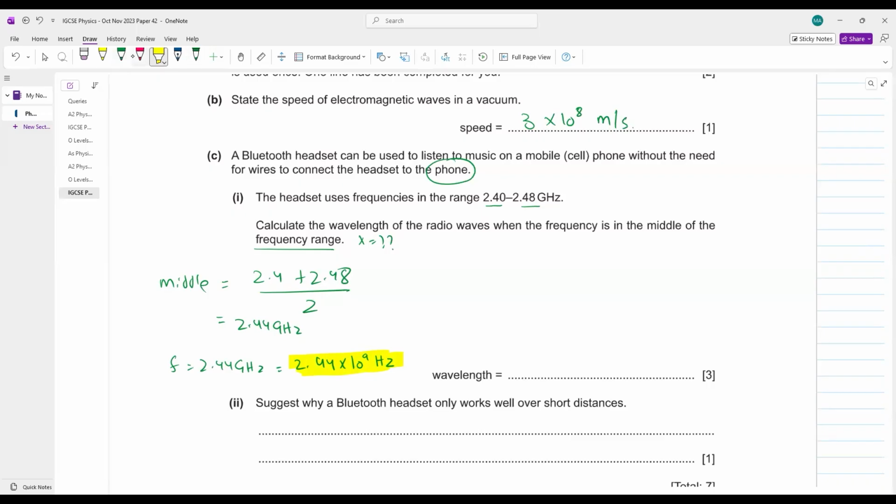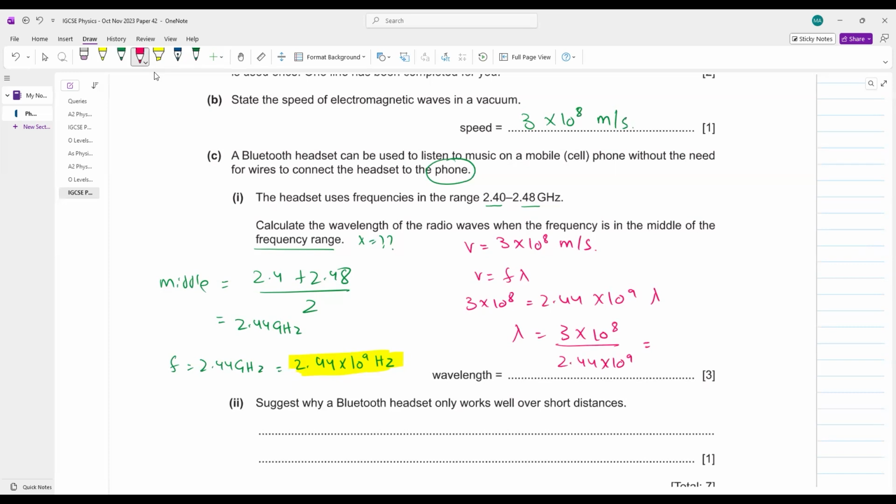What is the speed of radio waves? 3 into 10 raised to the power of 8 meters per second. Can you calculate the wavelength? v is equal to f lambda. 3 into 10 raised to the power of 8, frequency 2.44 into 10 raised to the power of 9. You have to calculate lambda. How will you do that? 3 into 10 raised to the power of 8 divided by 2.44 into 10 raised to the power of 9. Can you calculate the wavelength?